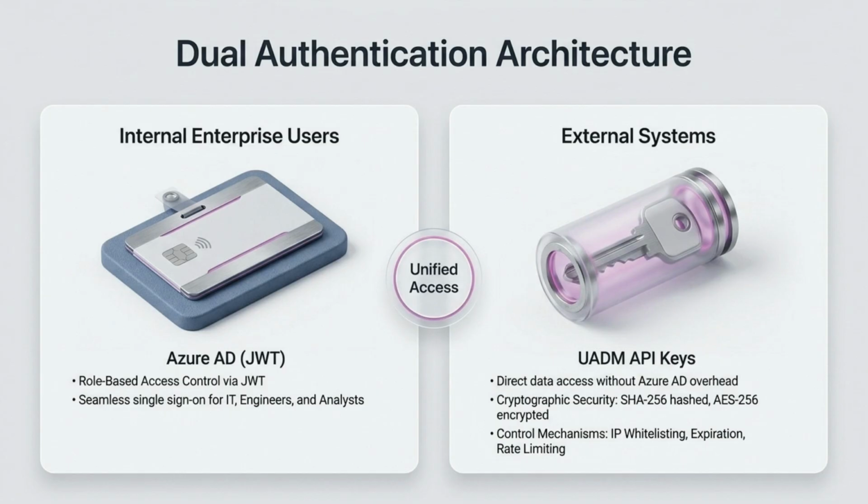Now let's look at our dual authentication architecture. To balance security with agility, we've separated access into two distinct flows. First, for our internal enterprise users, we use Azure AD via JWT. This ensures a seamless single sign-on experience for our IT and analysts, while maintaining strict role-based access control. Second, for external systems, we utilize UADM API keys. This allows for direct data access without the overhead of AD. It's built on high-level AES 256 encryption and protected by strict control mechanisms like IP whitelisting and rate limiting. Ultimately, this unified access model ensures our ecosystem is both highly secure and incredibly easy to integrate with.